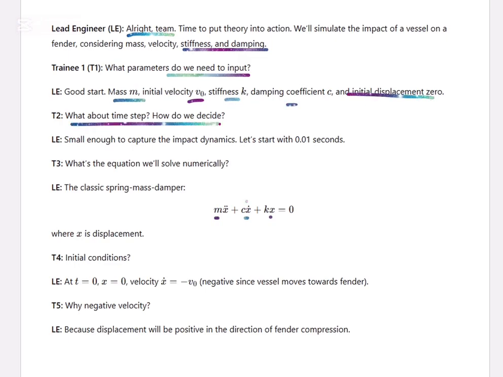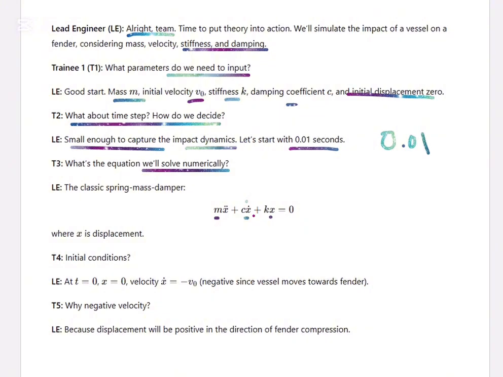What about the time step? How do we decide it? The time step should be small enough to capture the impact dynamics. Let's start with 0.01 seconds.